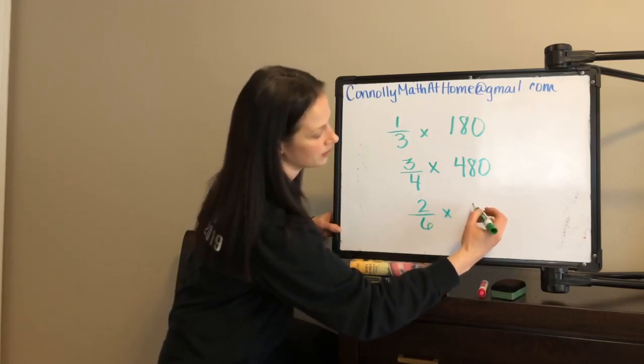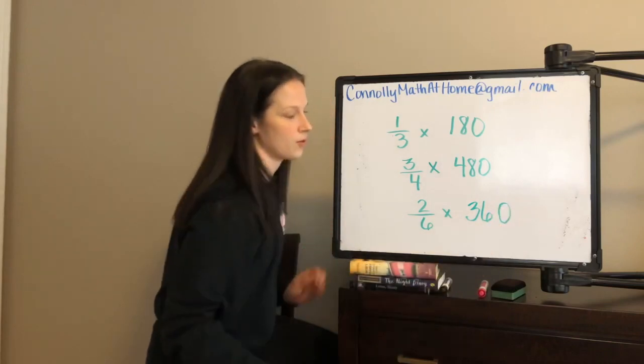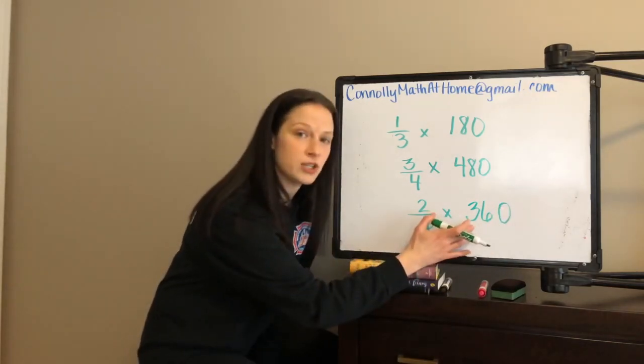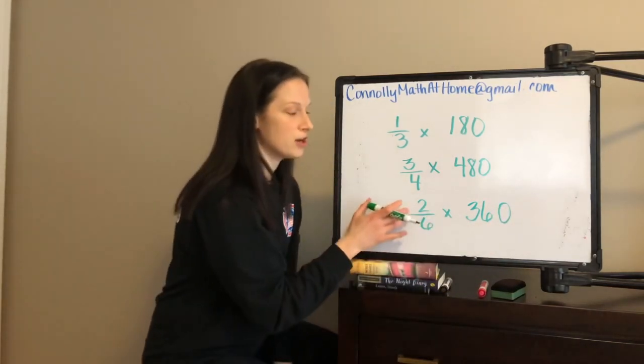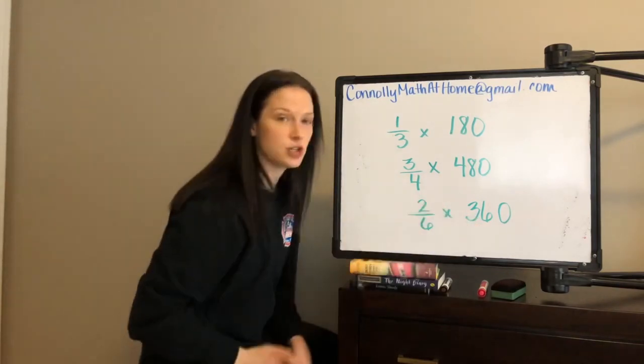All right, and then the last one I want you to do, let's think about sixths, and let's go 2/6 of 360. Okay, so you have a bike race that's 360 miles long. You've gone 2/6 of the way. Okay, give it a try.